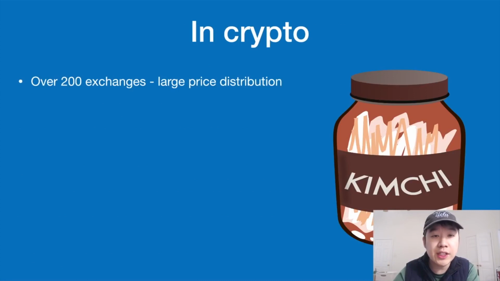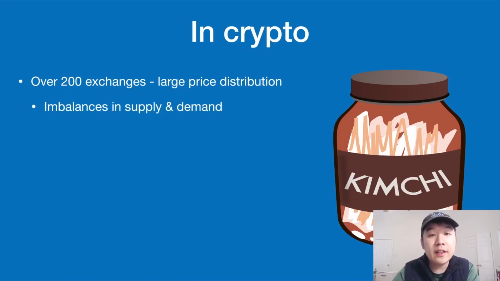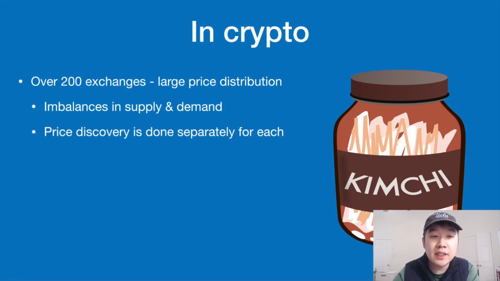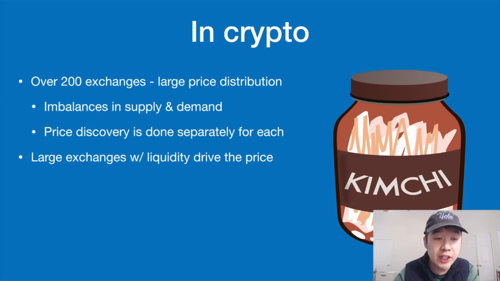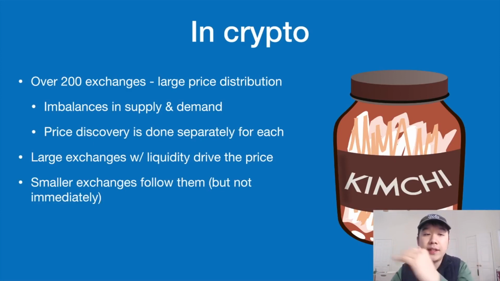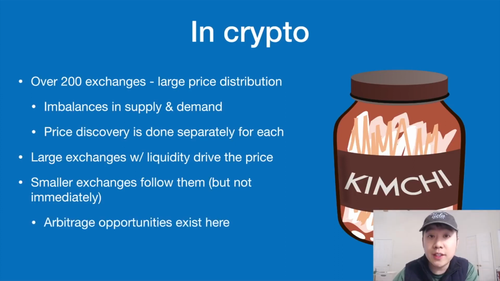There's over 200 exchanges with a large price distribution. Just go look at coinmarketcap.com, click on a coin and click on markets. You can see all the price differences. They are due to imbalances in supply and demand. And also price discovery is kind of done separately for each exchange. So you have large exchanges with liquidity driving the price, and then small ones following them, but not immediately. Sometimes the big ones change and then the small ones are slow to catch on. That is where the arbitrage opportunities exist.